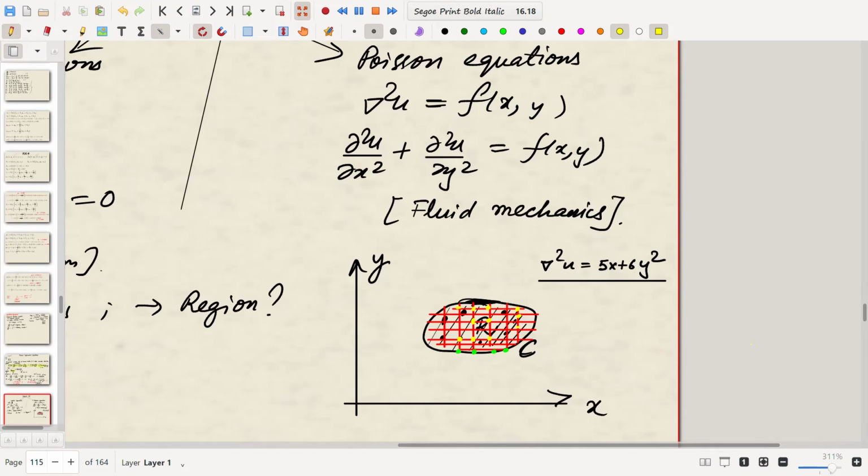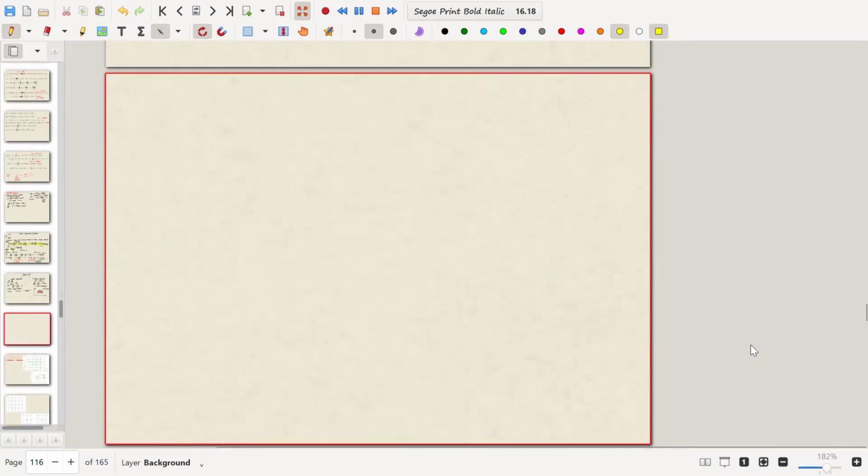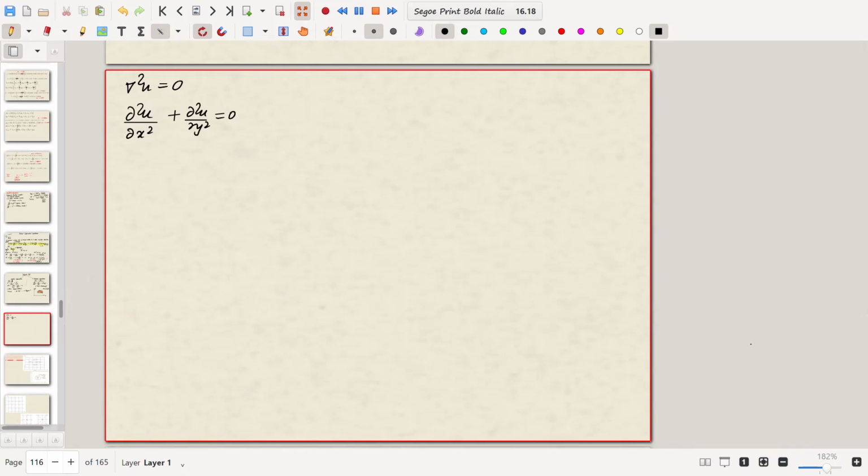Now let us come back. Let's go to the new slide. Suppose we have this Laplace equation del squared u equal to 0. What does it look like? Dou 2u by dou x2 plus dou 2u by dou y2. So how can you convert this into numerical methods?